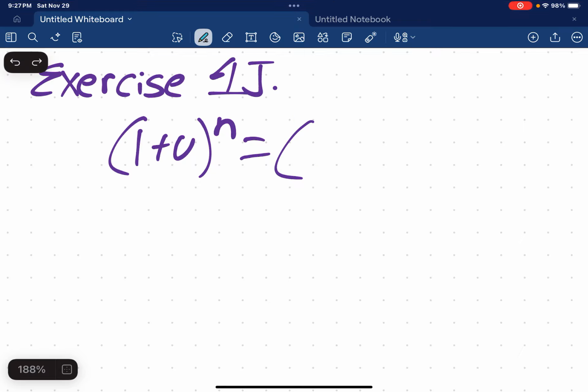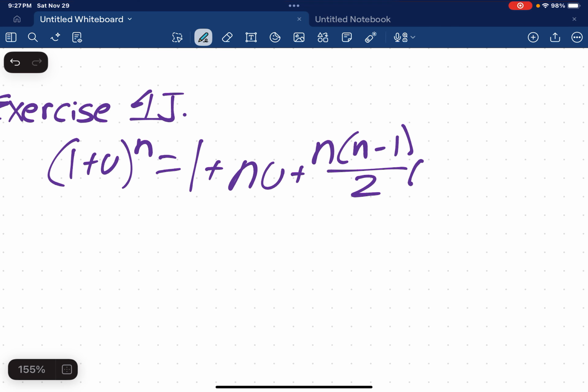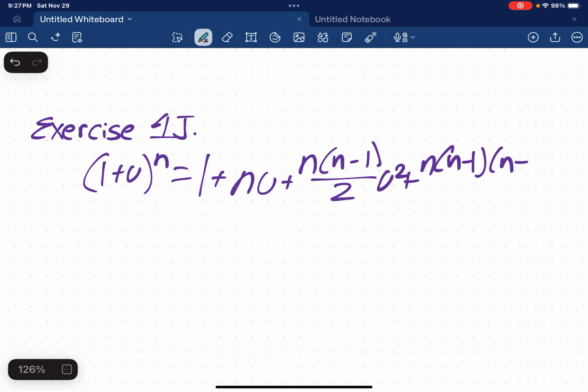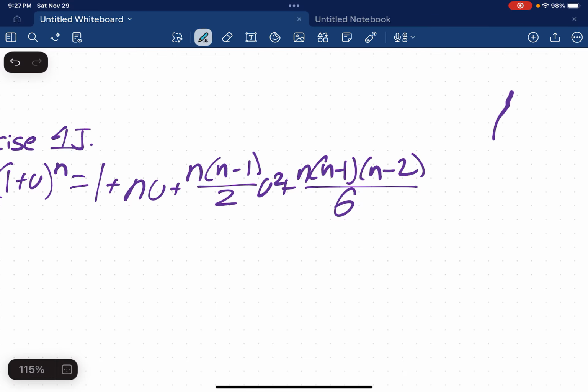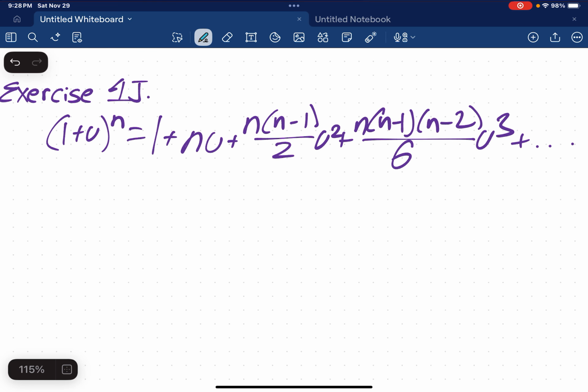I have learned that whenever it is 1 plus something, we can write that as 1 plus n times u, plus n times (n minus 1) divided by 2 u squared, plus n(n minus 1)(n minus 2) divided by 6 u cubed, and so on. I did not know about that, and I spent a good ordeal writing all these combinations down whenever I had a 1 plus something, when I could have just done this shortcut.